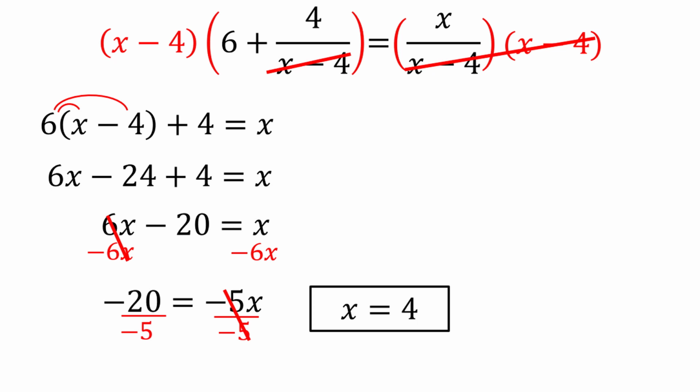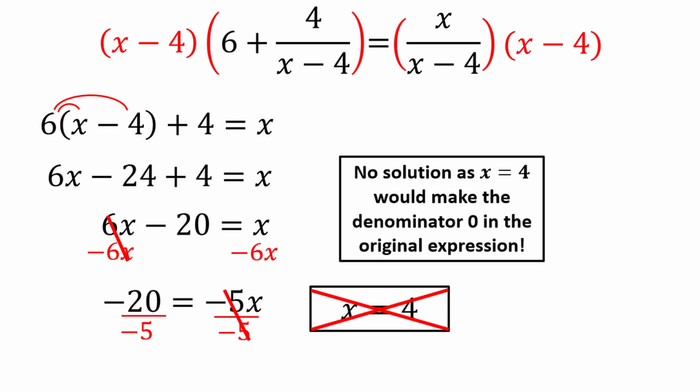Notice that in our original equation, we had x minus 4 in the denominator. If x equals 4, that would make the denominator 4 minus 4, which is equal to 0, and we know that we can't divide by 0 in math. That means x equals 4 is not actually a solution, as we can't plug it back into our original equation. For this reason, we say that this problem has no solution.